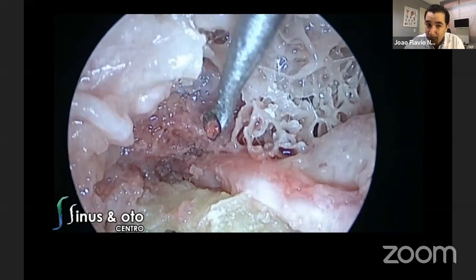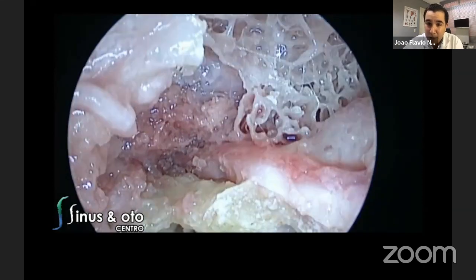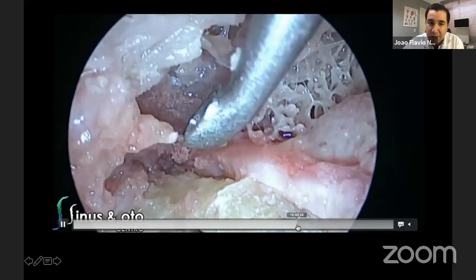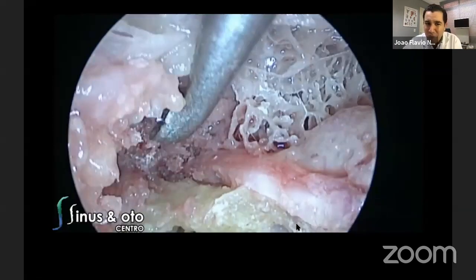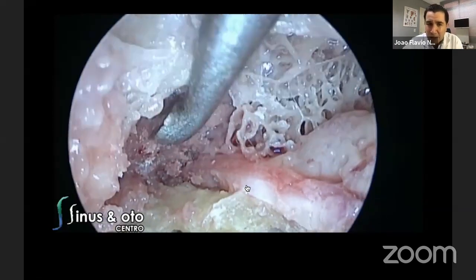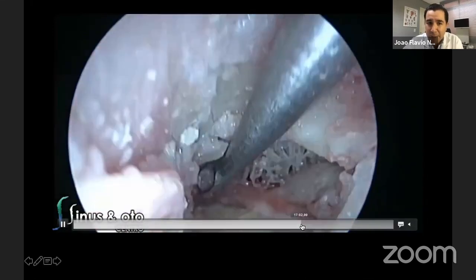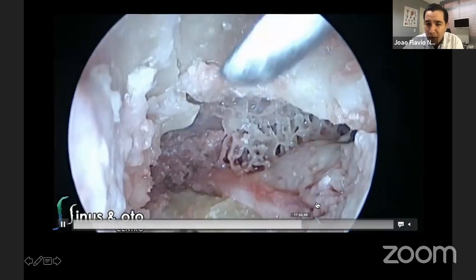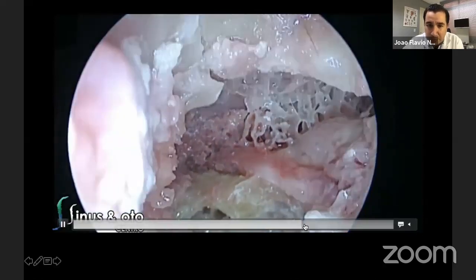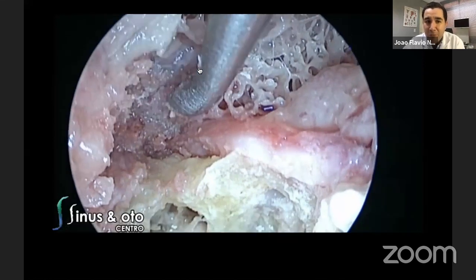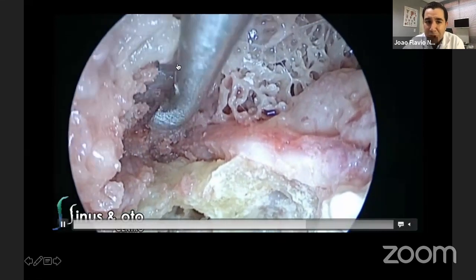And it's very easy to go inside to the dura mater over there because you don't need a lot of fancy instruments. Just a curette, sometimes the bone is very, very small, very thin. You can remove that bone and then you can go all the way. So you can see here, we are removing the bone that divides the dura mater from the middle ear, and we can already see the dura mater of the middle fossa in this position.